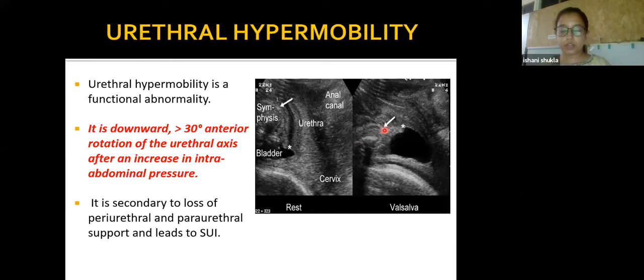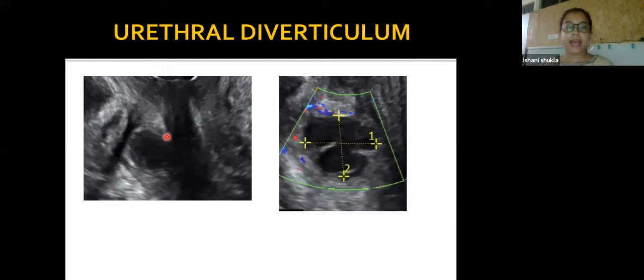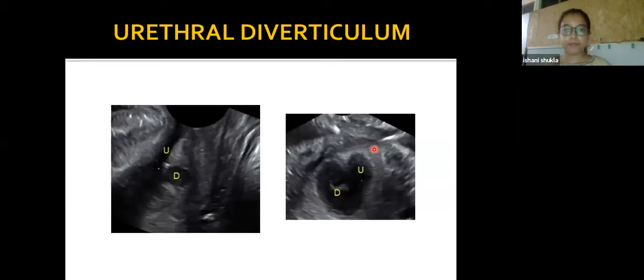Urethral diverticulum. Here, this is the urethra, and we can see a well-defined hypoechoic outpouching in continuity with the anterior urethral wall. And in axial image also, we can see this is continuous. So this is the anterior urethral diverticulum. Another case here, we can see similar outpouching from the posterior urethral wall. So this is the posterior urethral diverticulum.